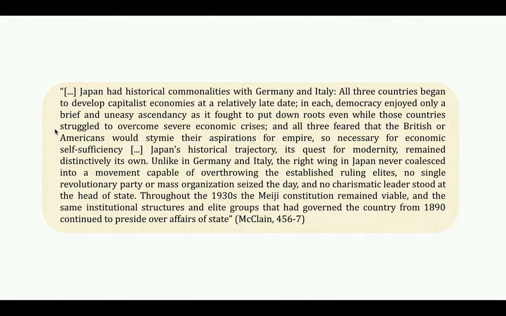Japan's historical trajectory, its quest for modernity, remained distinctively its own. Unlike in Germany and Italy, the right wing in Japan never coalesced into a movement capable of overthrowing the established ruling elites. No single revolutionary party or mass organization seized the day, and no charismatic leader stood at the head of state. Throughout the 1930s, the Meiji Constitution remained viable, and the same institutional structures and elite groups that had governed the country from 1890 continued to preside over affairs of state.